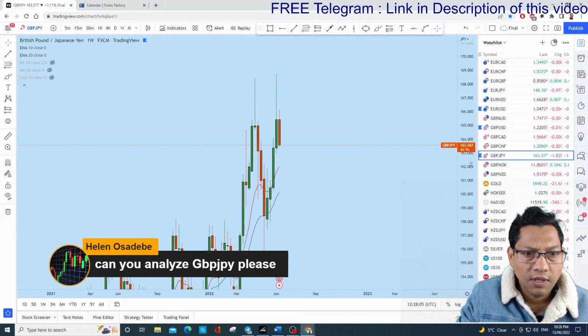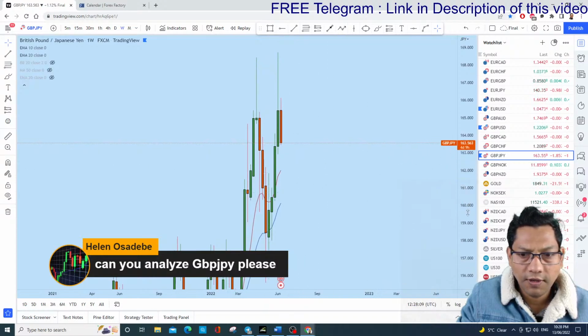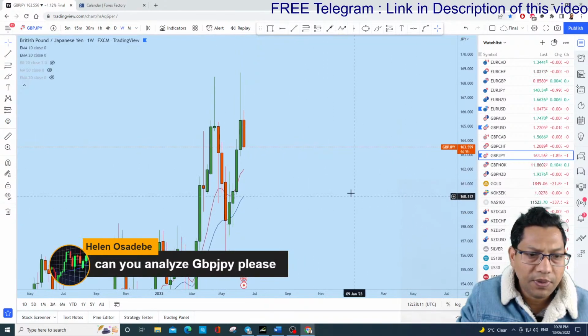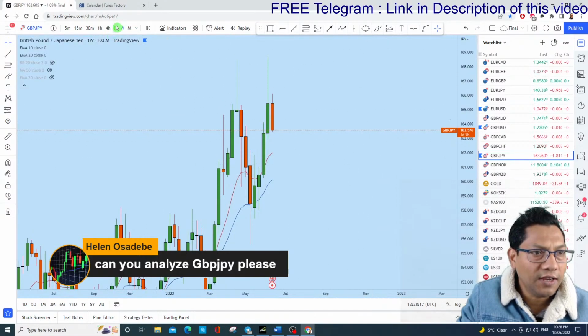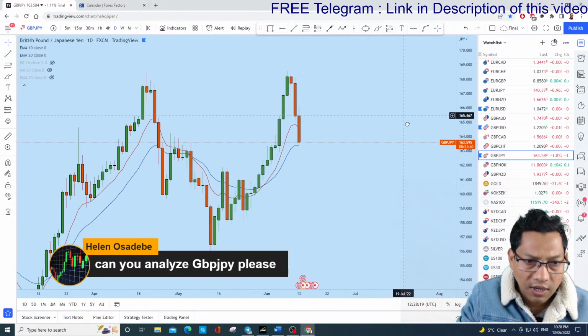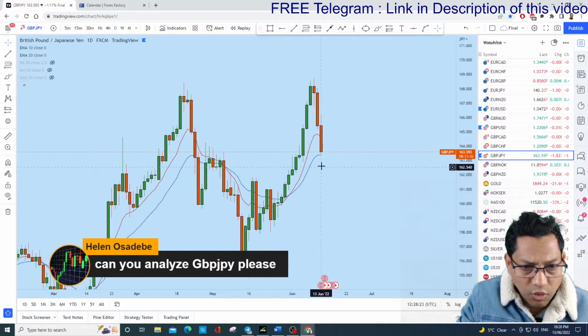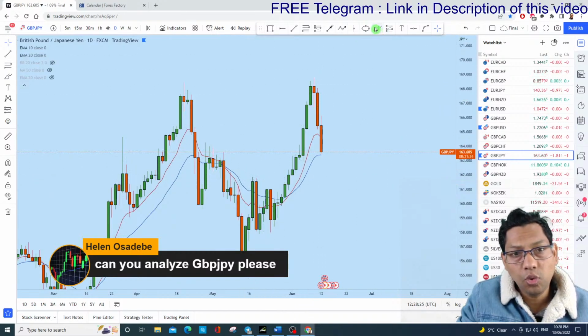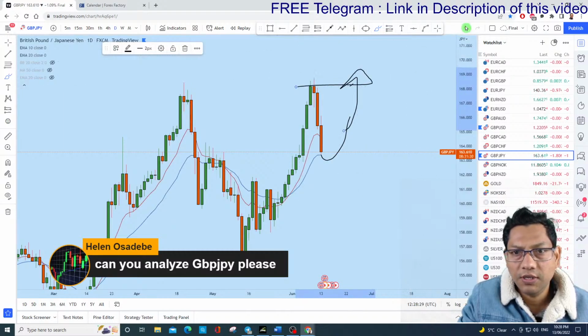Okay, there is a weekly support as well. I think that GBPJPY will come down further. But if you didn't trade it yet, then I'll say that now, be patient, because the price already came to a level where it could create a reversal pattern. Okay, we need to see.